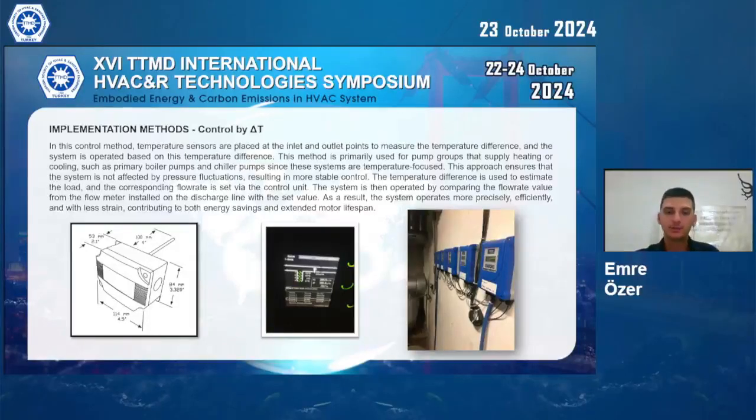The temperature difference is used to estimate the load, and the corresponding flow rate is set via the control unit. So in this system, flow meters were used to get the flow rate in this method. The system is then operated by comparing the flow rate value from the flow meter installed on the discharge line with the set value. With the set value, we are operating the system according to the temperature difference.